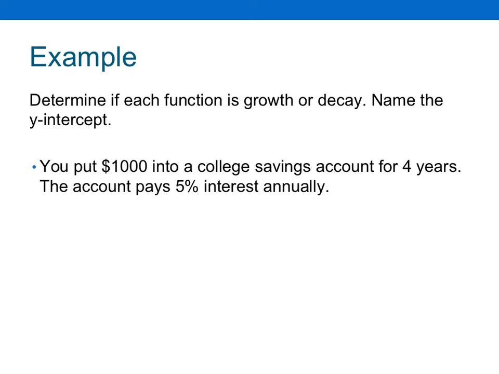Okay, well, I'm getting 5% interest annually. So is my money going to be going up or down? Am I going to get more money over time or less money over time? I'm going to be getting more, so it's going to be growth. Now, what am I starting with? How much money am I starting with here? Well, I'm starting with $1,000, so there's my y-intercept.